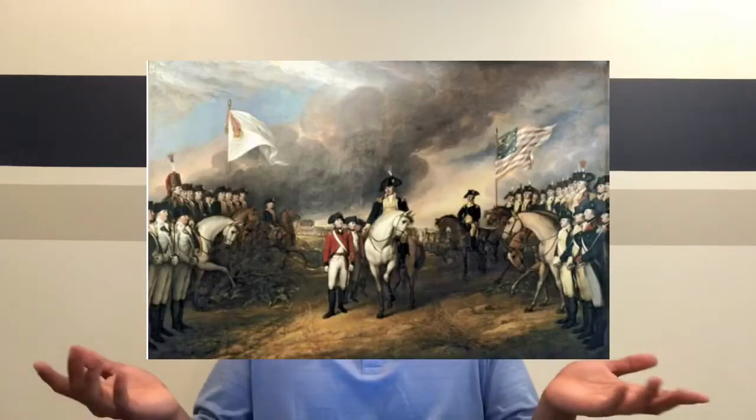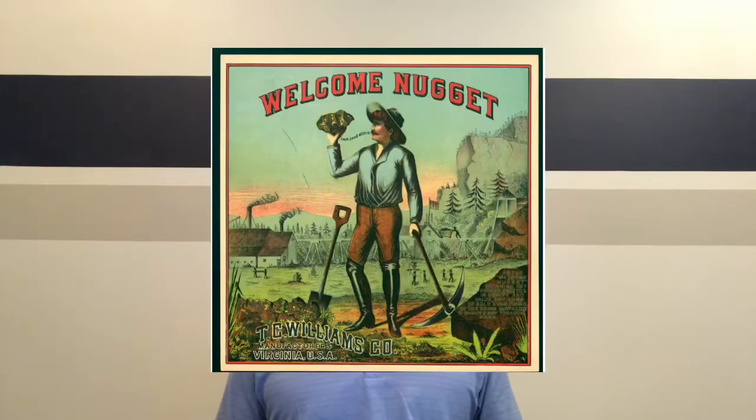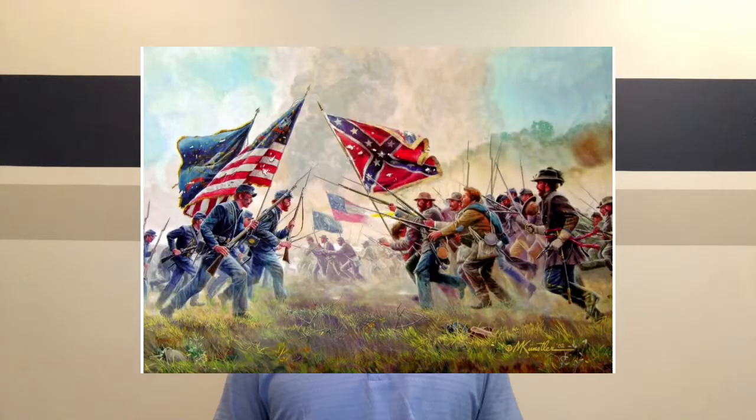So today we're going to talk about and go in depth about many important events, like the French and Indian War, the Sugar Act, the beginning and ending of the American Revolution, the Monroe Doctrine, the California Gold Rush, and to finish off this time period, the Civil War.